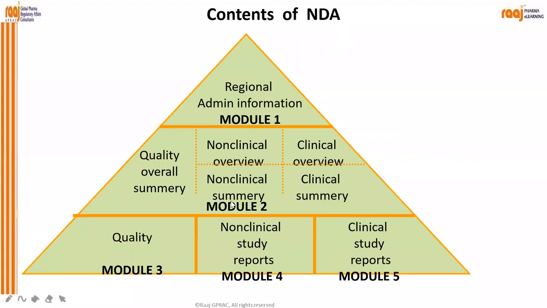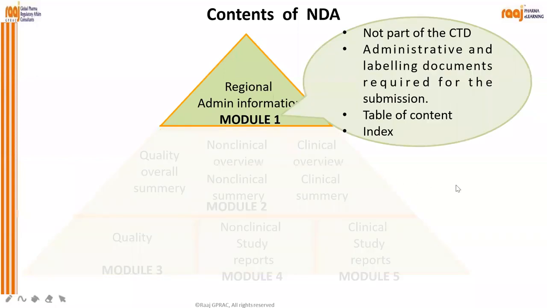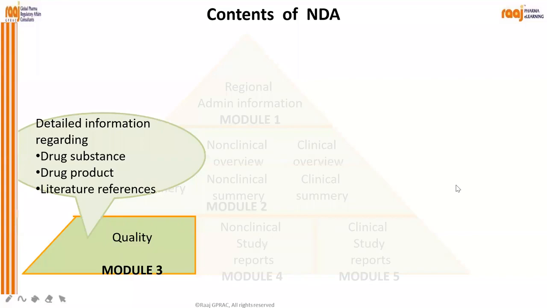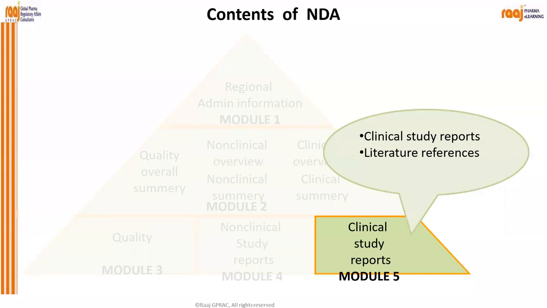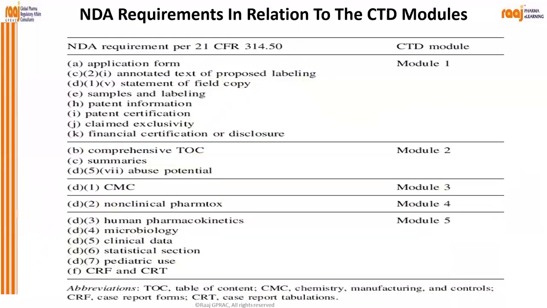When you talk about ANDA, these two, module 4 and 5, are replaced with the BA/BE data. Just to remember, when we talk about ANDA, module 4 and 5 is replaced with the BA/BE data. Clear? So this is what I have just explained to you. These are all module-wise explanations.